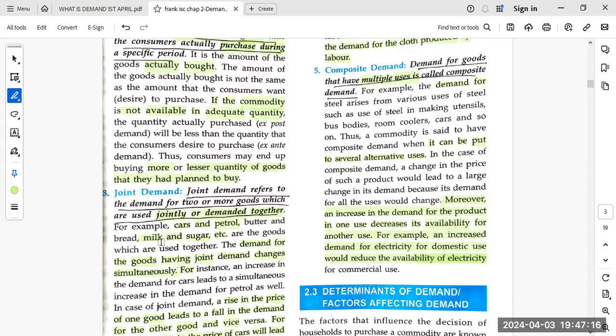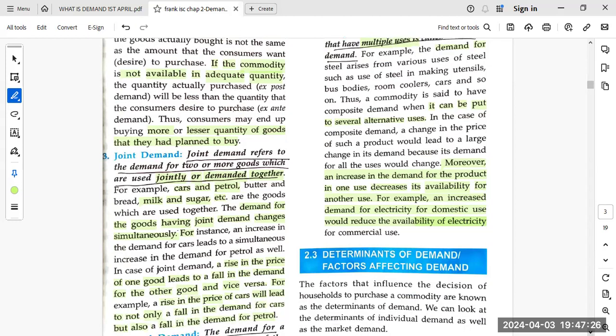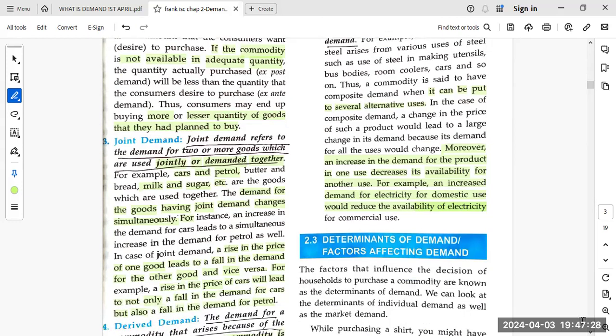Butter and bread, milk and sugar are those goods which are used together. The demand for goods having joint demand changes simultaneously. Now, when you are asked in the exam about the types of goods, remember first you have to define it. You have to give an example. And now from here, the joint demand, derived demand, and the composite demand, these three demands, you also have to give an example.